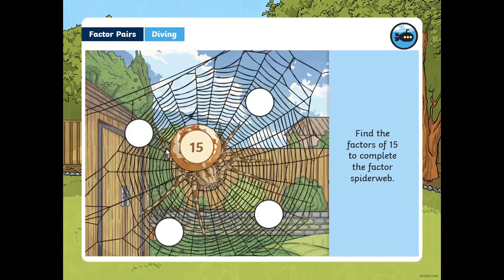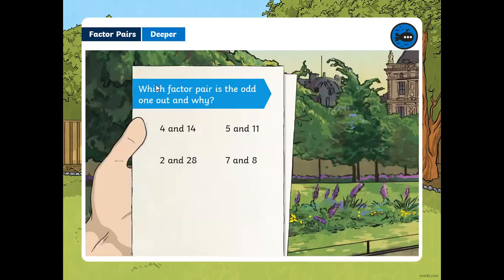Okay, next slide. Find the factors of 15 to complete the factor spider web here. 1, 5, 3. 3 itself. All right, 1, 3, 5, and 15. That's all. Is there any other factors? Yeah, in the chat now, some of you gave. Thank you very much. Let's move on.